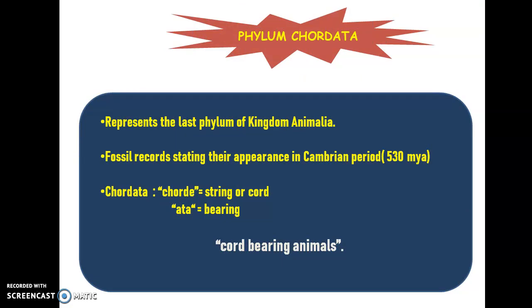Have you heard about this phylum Chordata? It represents the last phylum of kingdom Animalia. If you are tracing back to their ancestry, you can say that their ancestors were known to have appeared in the Cambrian period over 530 million years ago. The word Chordata comes from two Greek words, chorde and eta. Chorde means string or cord and eta means bearing. So the members are popularly known as cord bearing animals.